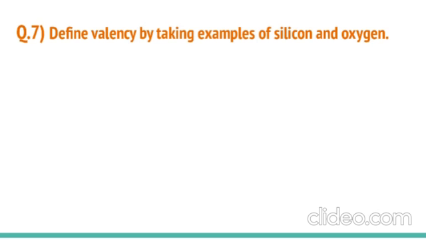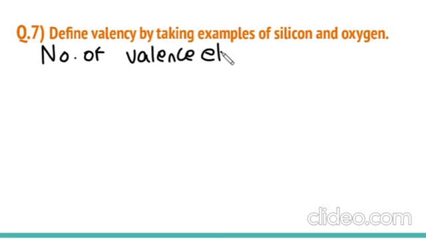Next is define valency by taking examples of silicon and oxygen. Now valency we know is the number of electrons in the outermost shell. Correct. The electrons in the outermost shell are the valence electrons. And we know the rules also, the octet and all those things. So valency is the number of valence electrons.